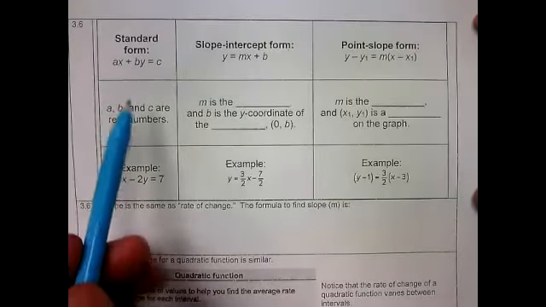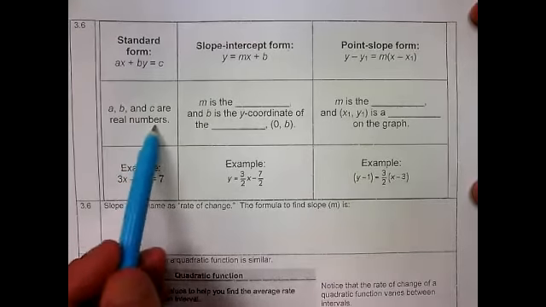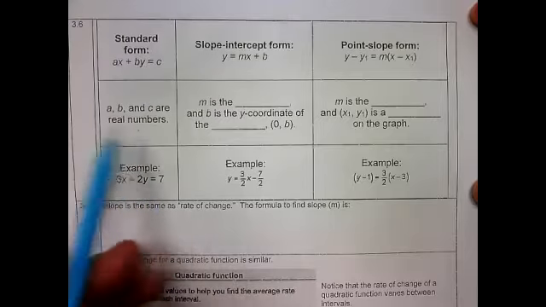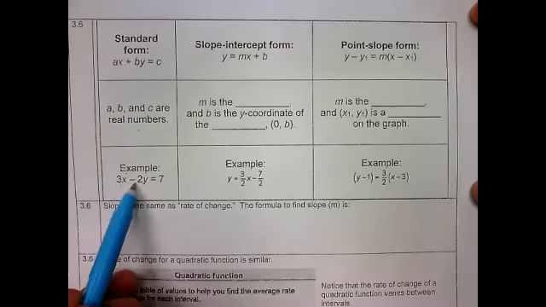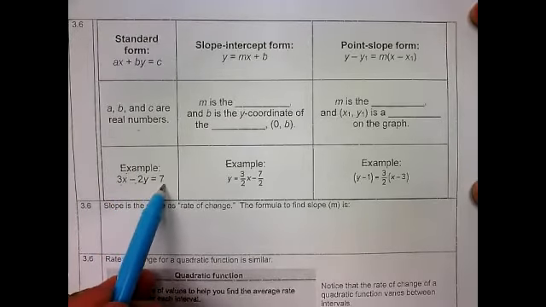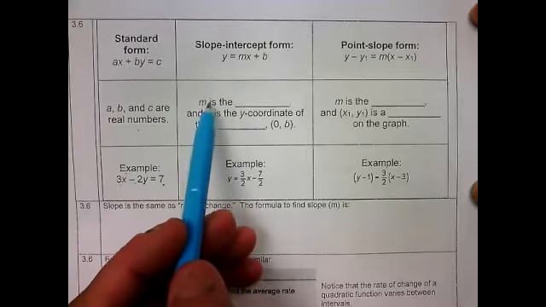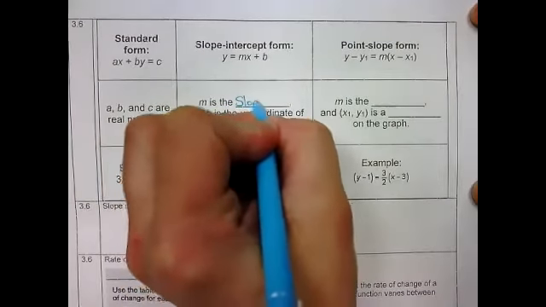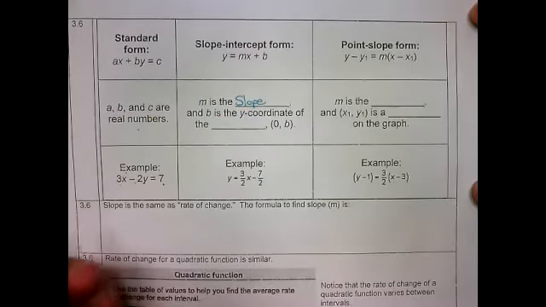Okay. So a couple of things here. In standard form, A, B, and C are all real numbers. An example would be 3x minus 2y equals 7. For slope-intercept form, m is the slope, also called the rate of change.